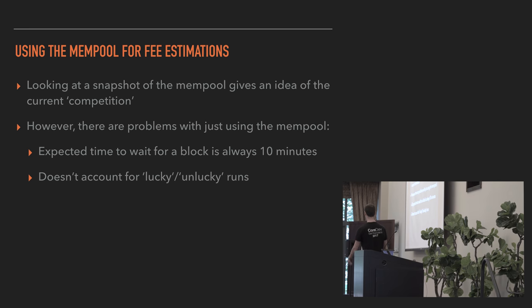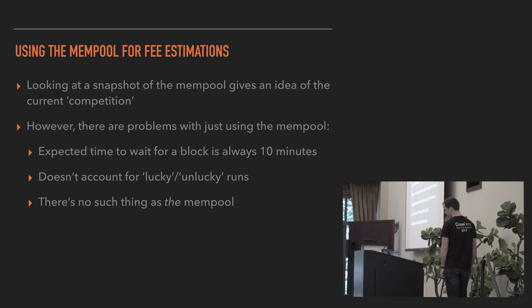So you don't know what's going to arrive in the next 10 minutes. It doesn't account for lucky, in quotes, lucky and unlucky runs. So you might have like 3 blocks in the space of 5 minutes, which would empty out the mempool and reduce the amount of fee required. Or you might have an unlucky run where there's 30 minutes without a block, the mempool fills up, and you need more fee to get into the block. Just looking at a snapshot does not give you that kind of depth of information. And again, there's no such thing as the mempool. You don't know exactly. You have an incomplete view of the outstanding transactions.